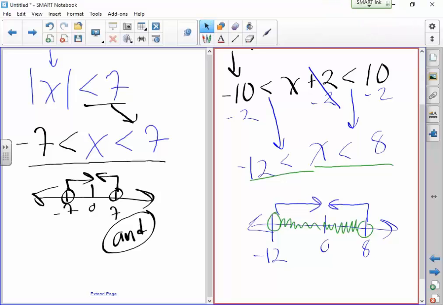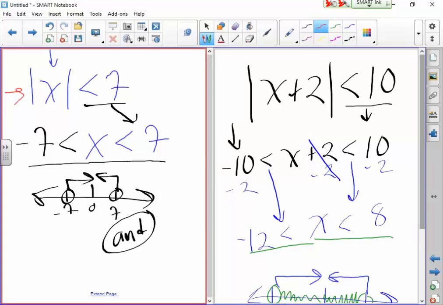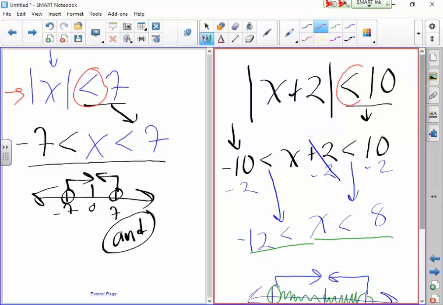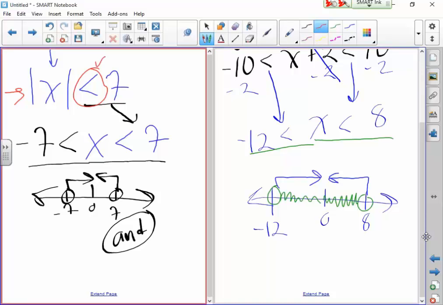Are you guys okay with that? Now notice this. In both of these cases, the absolute value of x was less than. And both of these created what kind of statements? And statements. When the absolute value was less than, we got and statements.